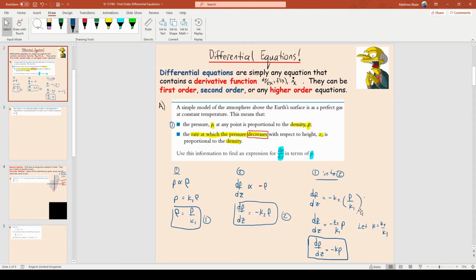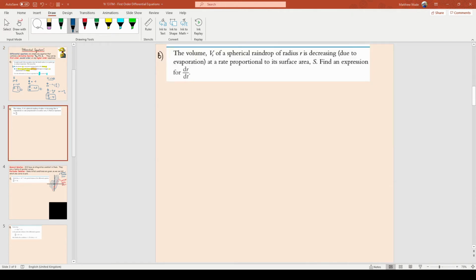Now, we didn't even differentiate in it; it was just a matter of laying out proportionalities. That's what that one did. Right, so on to the next one. A little bit harder this time. It says that the volume V of a spherical raindrop of radius r, and here's a keyword, is decreasing due to evaporation at a rate that is proportional to its surface area S.